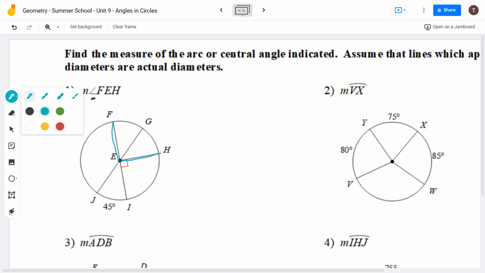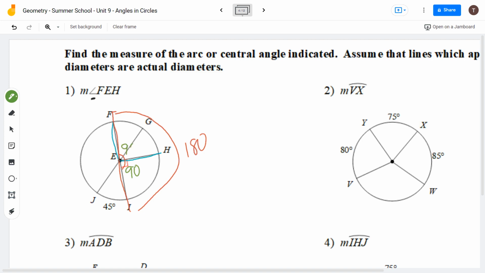So right here I think I have a diameter. Now I said earlier the whole way around the circle is 360. A diameter cuts the circle in half. So that means from here to here has to be 180, but it also means we have a straight line here. And a straight line makes 180 degrees. So if this angle right here is 90 degrees, 180 minus 90 means this angle would also be 90 degrees. Okay?